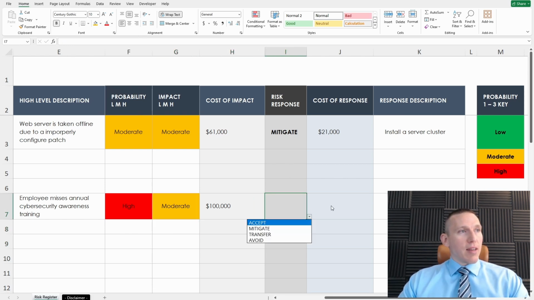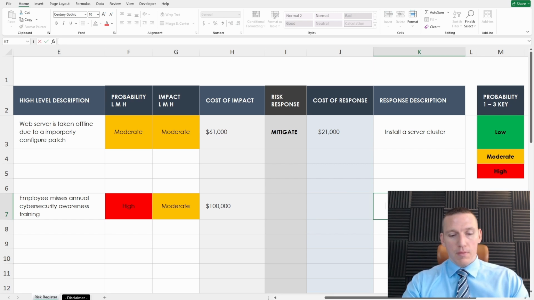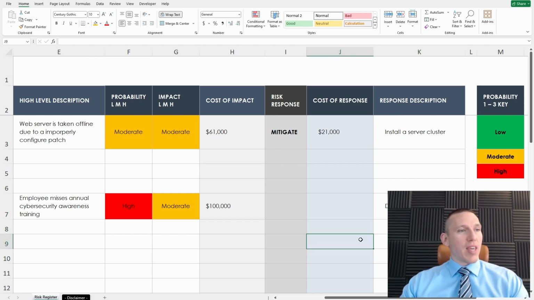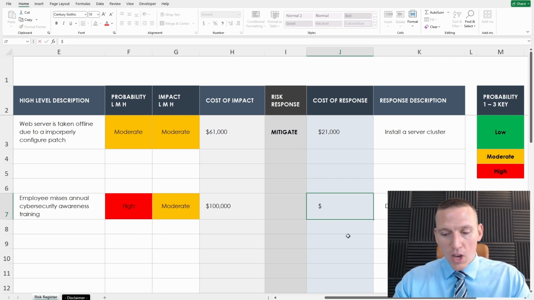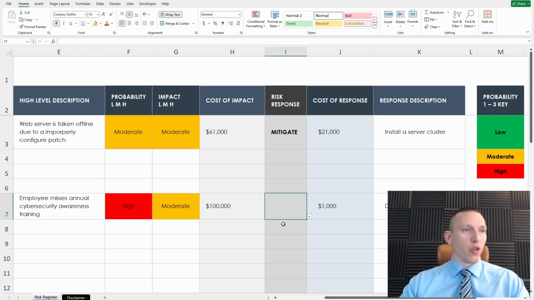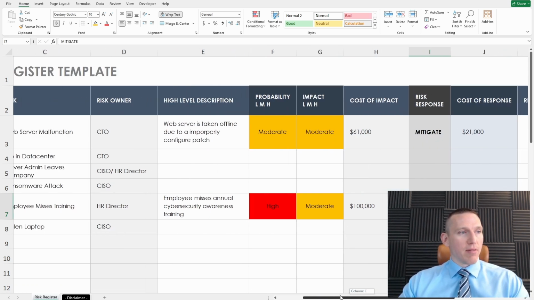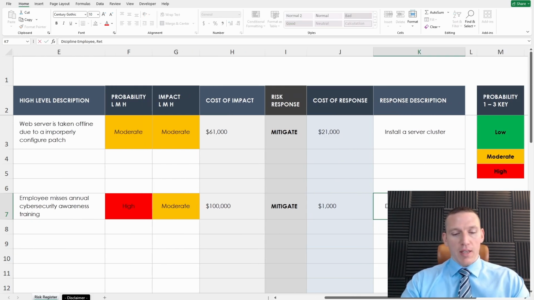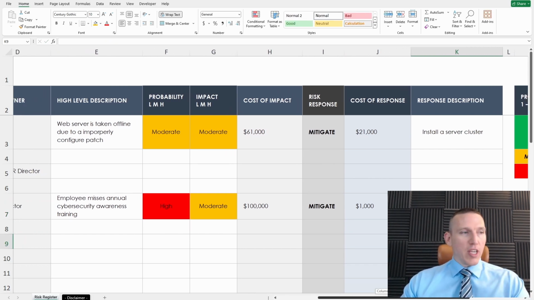Now our response to that is to discipline the employee. I mean, really, we have to have that in our policy. And the cost of response shouldn't be very much. So the cost of response is probably about 1,000, just some extra time spent coaching that employee, and even writing that into the policy to ensure the employees understand that if they miss training, they could be reprimanded in some way. And a response there, I'd say, would be to mitigate that by disciplining the employee and then retraining the employee. So we're going to have the employee go through the training.